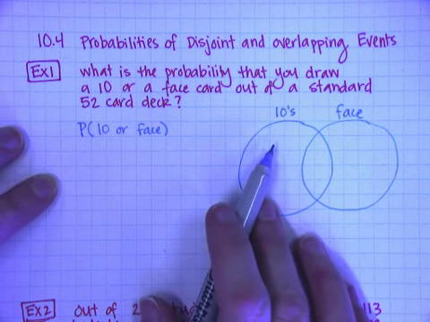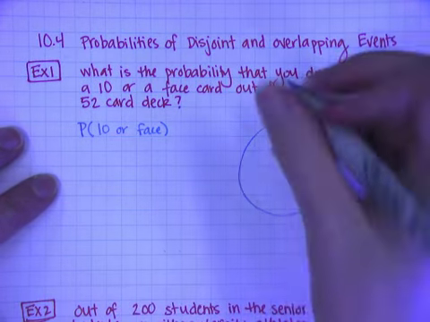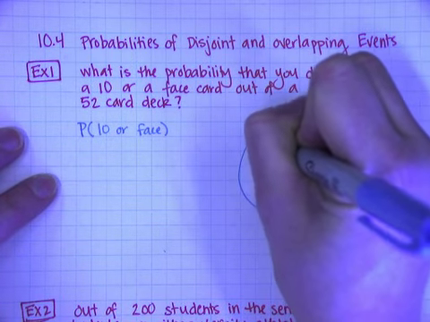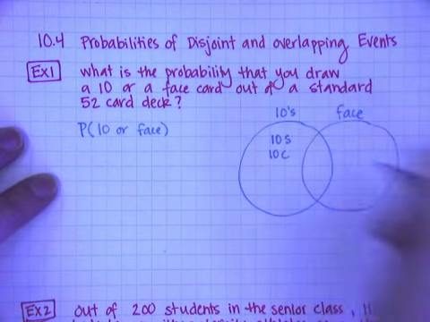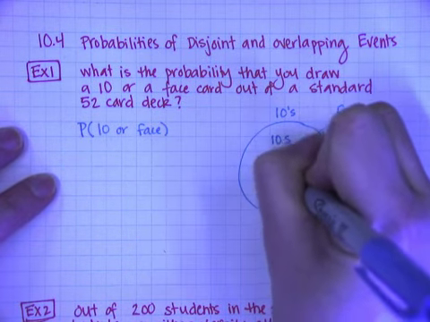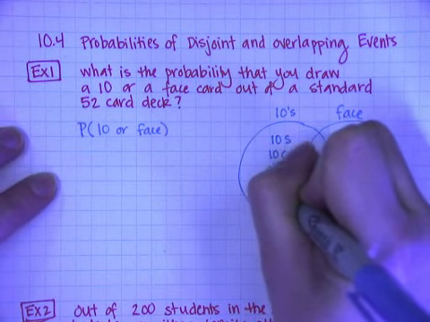And now let's see, in a deck of cards, I get a 10 of spades. So I'm going to say 10S. I get a 10 of clubs, 10 of hearts, and a 10 of diamonds.